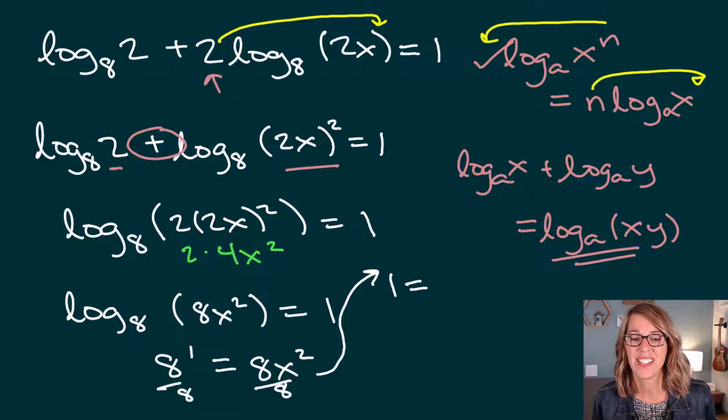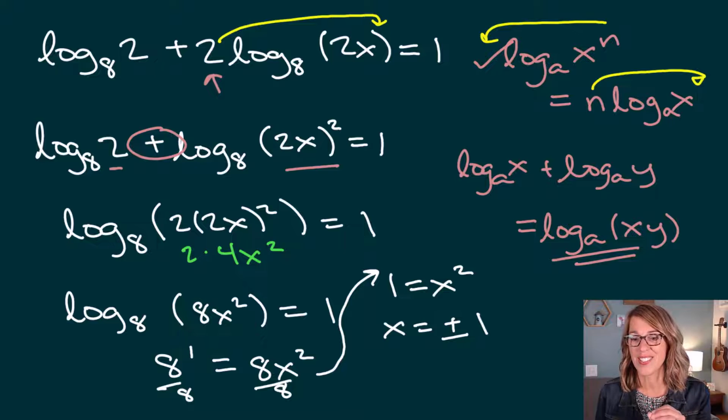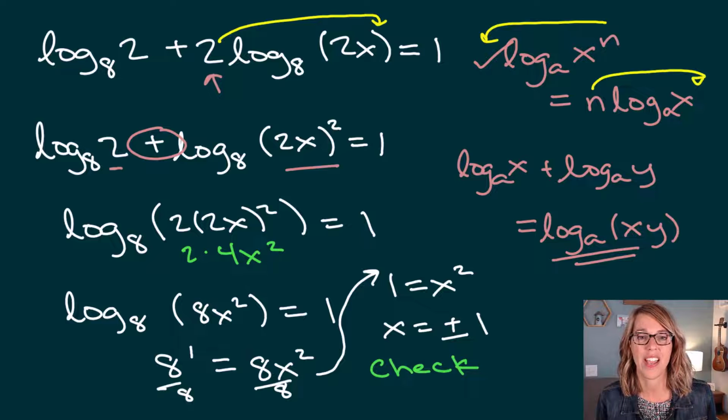So I get 1 is equal to x squared, and then I'm going to take a square root, so x could be either positive or negative 1. These are my possible answers. I need to check these next. So I need to make sure, and I only have one logarithm up here that has an x inside. I need to make sure that this stays greater than 0.